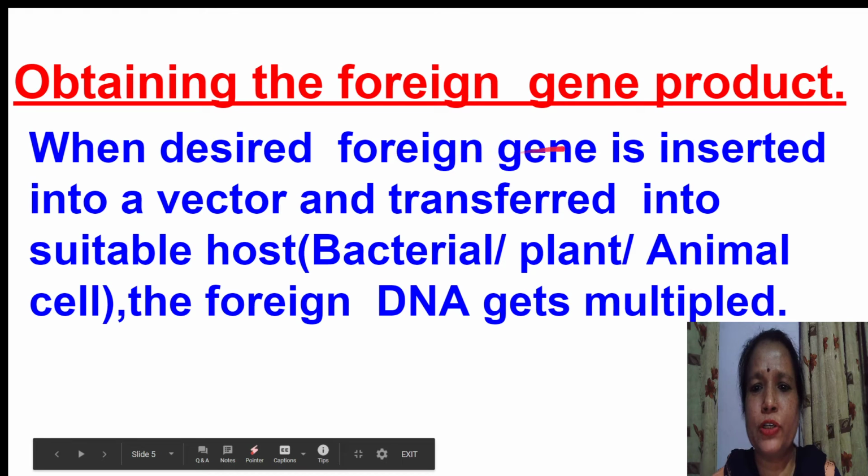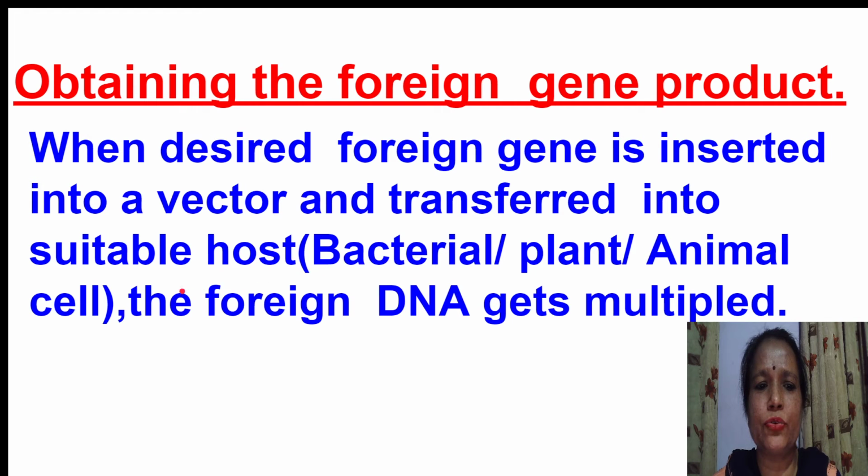When a desired foreign gene is inserted into a vector and transferred into a suitable host, the foreign DNA gets multiplied. Now the DNA in the vector will replicate, it will transcribe, it will form messenger RNA, then it will translate to form the proteins. Proteins will give their expression. So according to the central dogma, the expression of the proteins will be obtained.